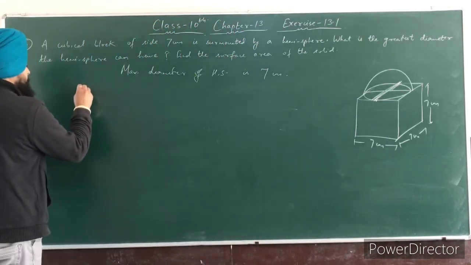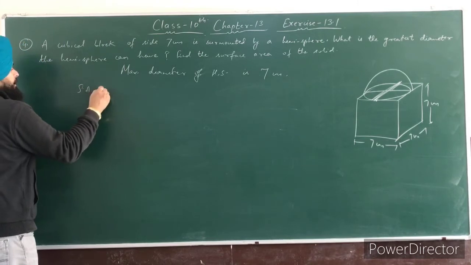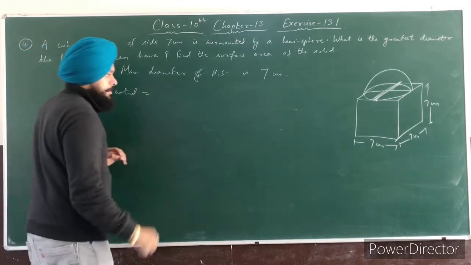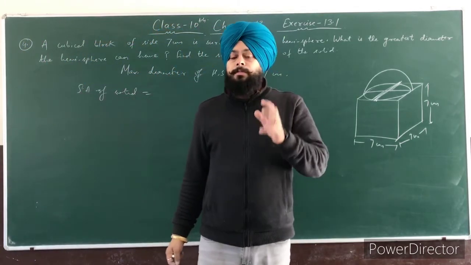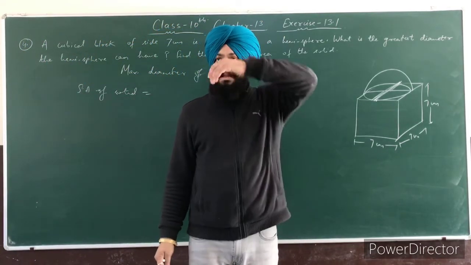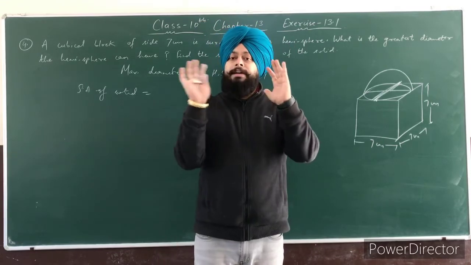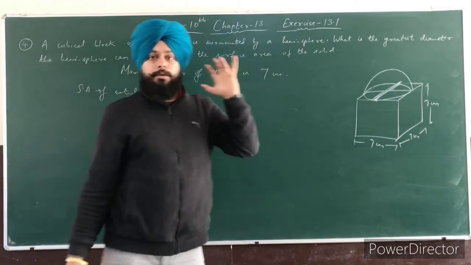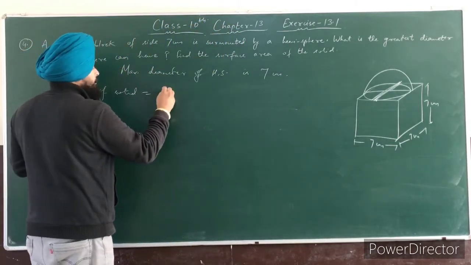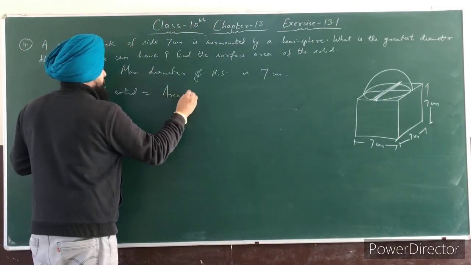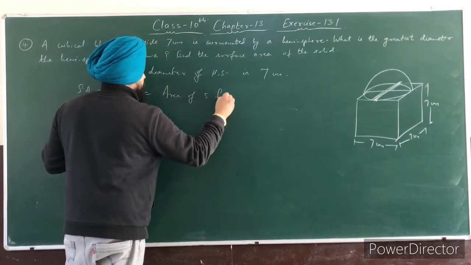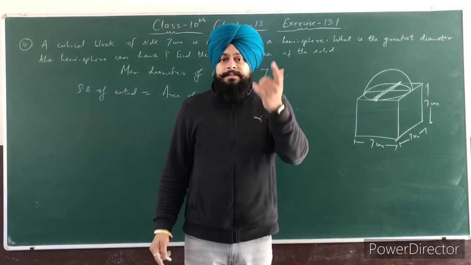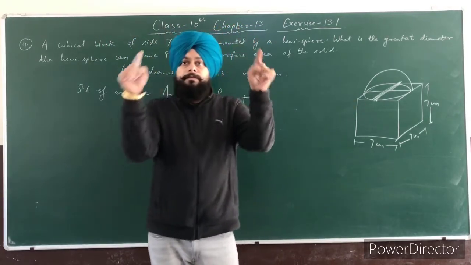So right here, surface area of solid is equal to. So we can see here in a cubical block there are total 6 faces. So you can leave the top face and there are only 5 faces left: 1, 2, 3, 4 and one from the bottom. Only 5 faces. So right here, area of 5 faces plus, and each face of this cubical block is in the shape of square.